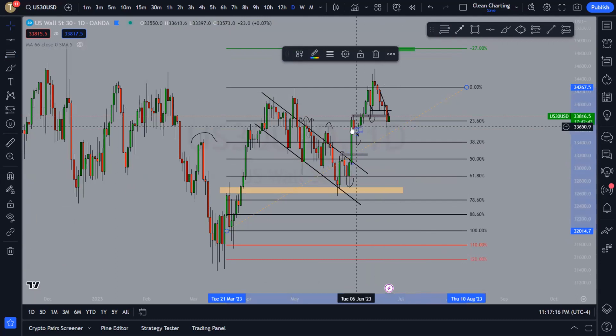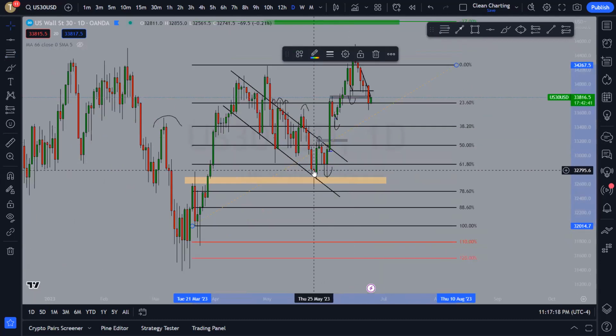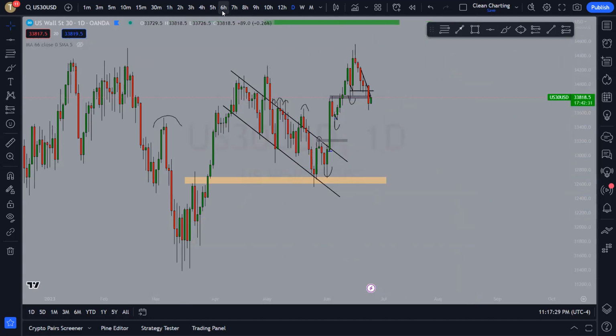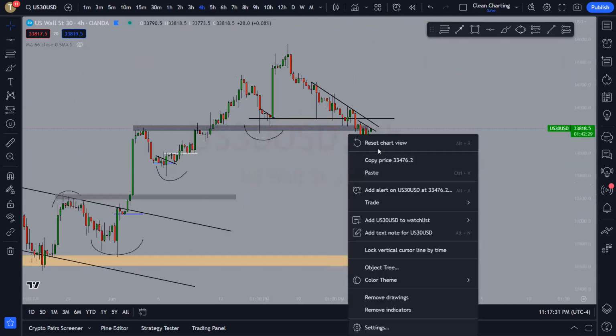Currently sitting at the high. Obviously, we retraced at a 61.8. We pushed to the negative 27, sorry, to the 0%. And now we just hit the resistance to pull back a little bit. All right, so we're going down to H4 structure right now, see what we got going on.